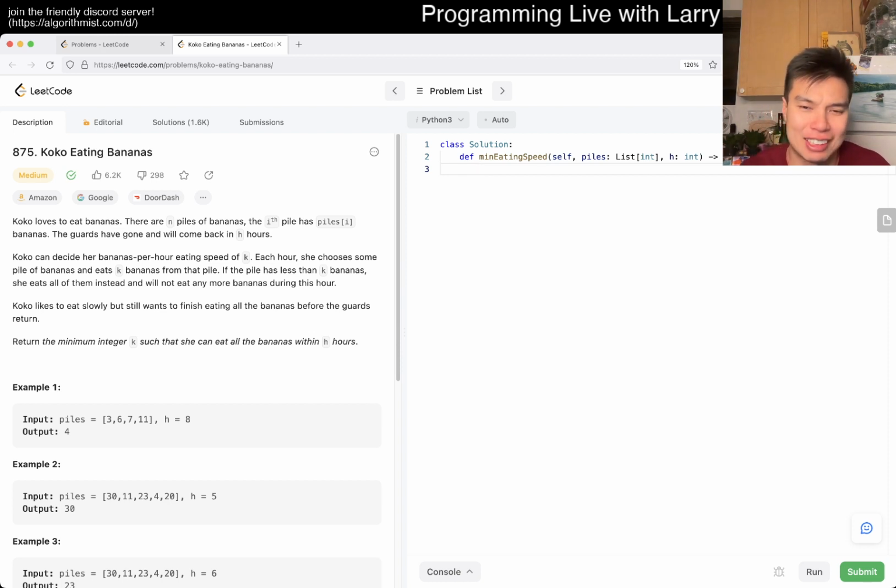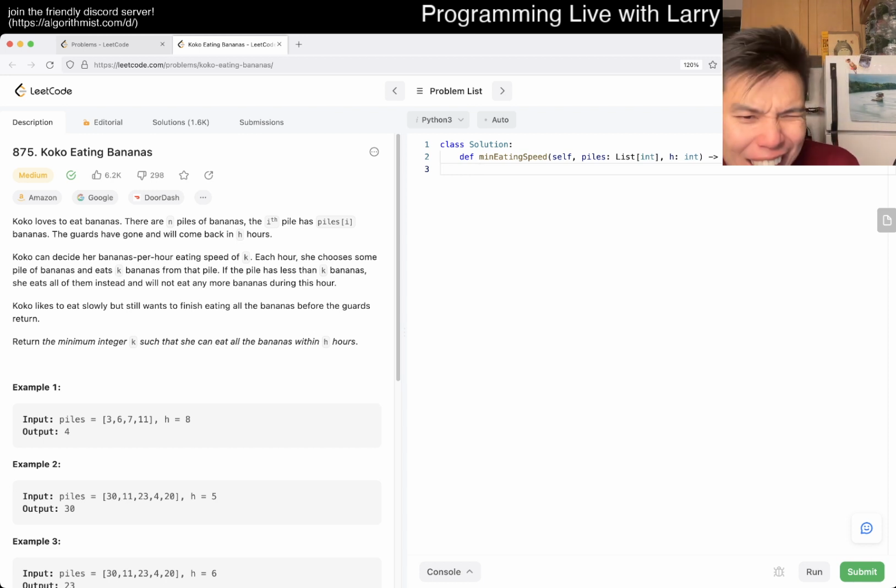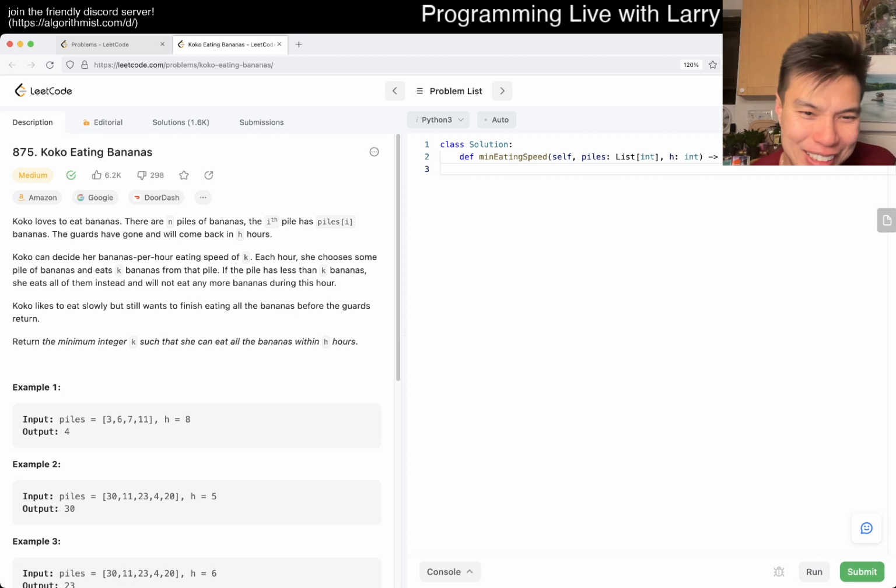Today is Koko Eating Bananas, and apparently it is a very famous Leetcode problem. I didn't realize this the last couple of times I solved it, so definitely check that out. It is going to be a binary search, a little bit of a spoiler, and I think I actually recorded this as one of the canonical binary search tutorial videos. I need to put that video out. Let me know in the comments if you agree.